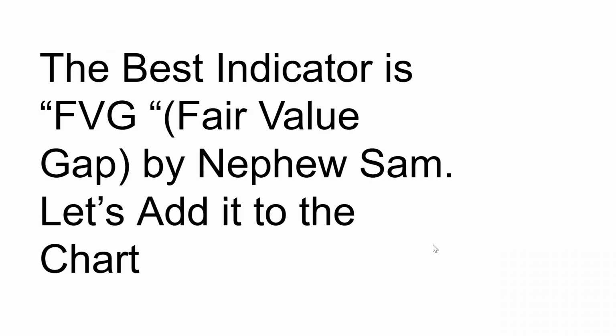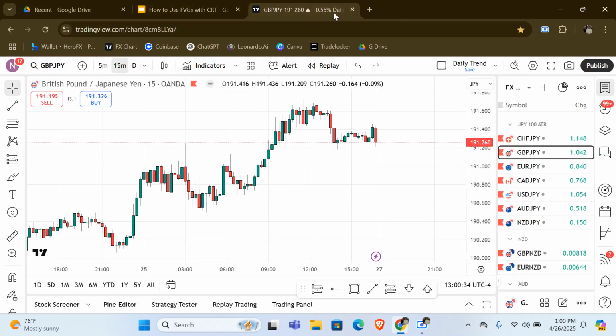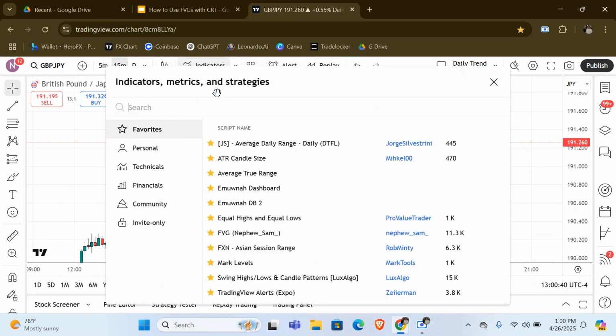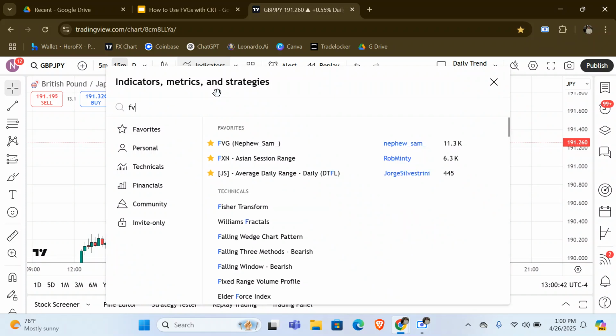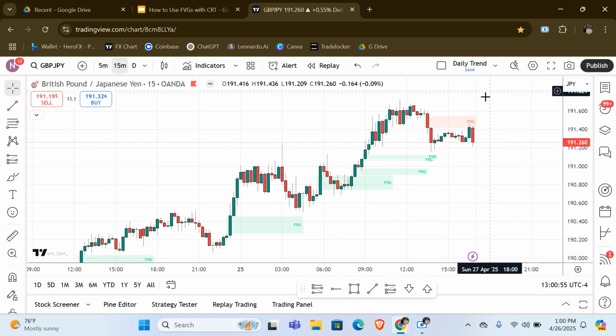So, like I said, it's going to be the fair value gap indicator by Nephew Sam. Now I'm going to show you how to add it to your chart on TradingView. If I go over to TradingView, I have a naked chart here with no indicators whatsoever. You're going to go up to indicators. You're going to type in FVG. Foxtrot, Victor, Golf, if my military acronym serves me well for the military people. I'm not in the military, but anyway. All right, and then there you go.